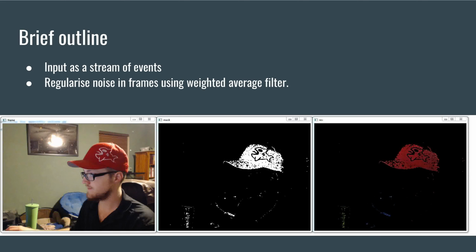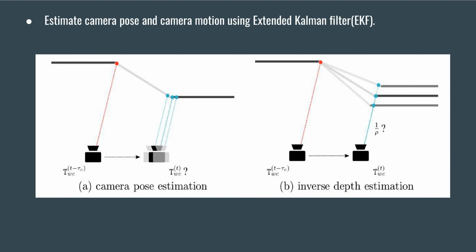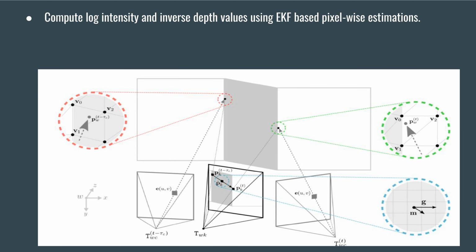Now let us describe the method used by the authors to approach the problem. An input stream of events is taken by the event camera and is processed one by one. Then, to regularize the noise in the frames due to camera motion, a weighted average filter is used. Camera pose and camera motion are estimated using an extended Kalman filter.